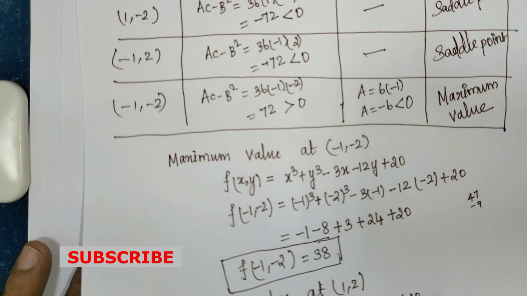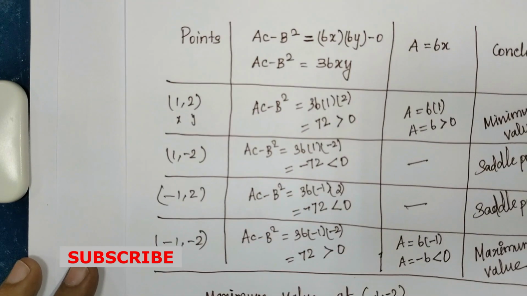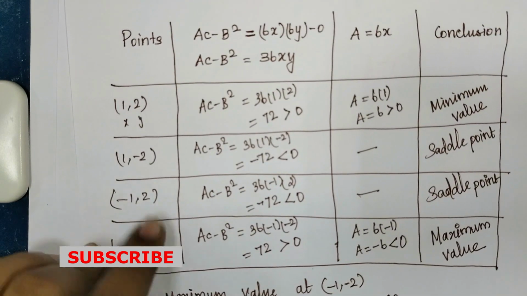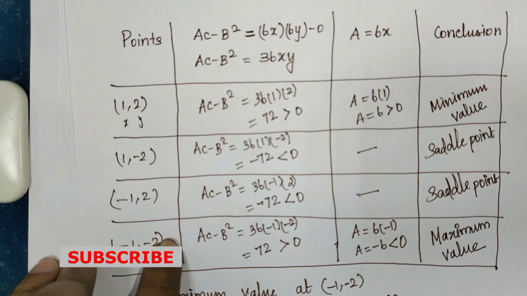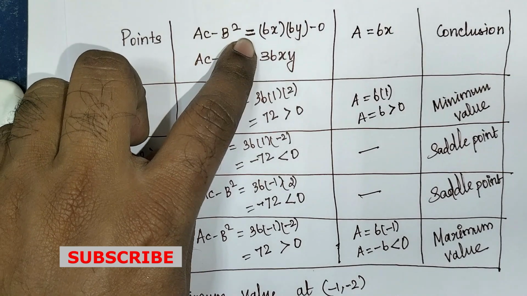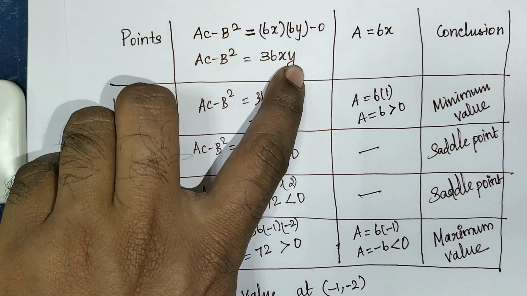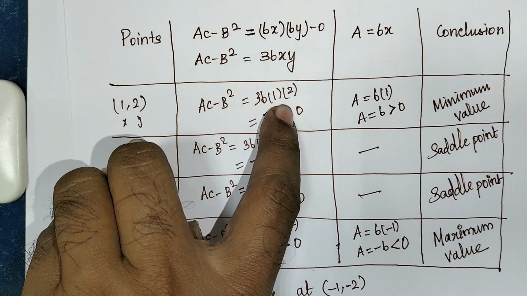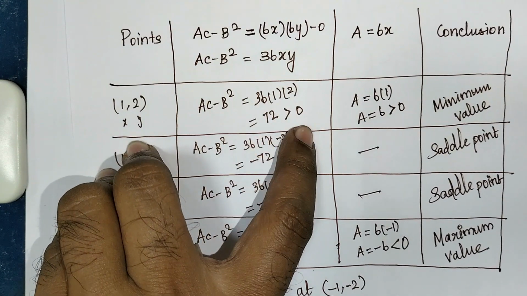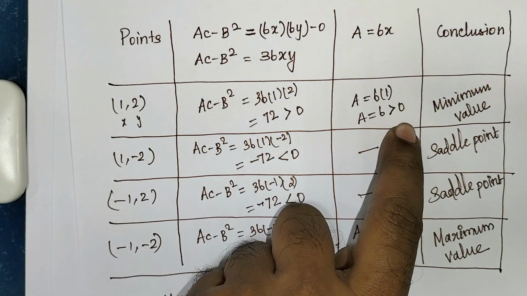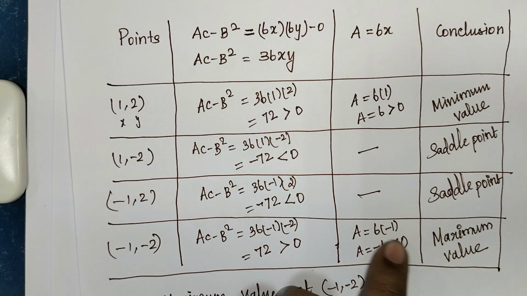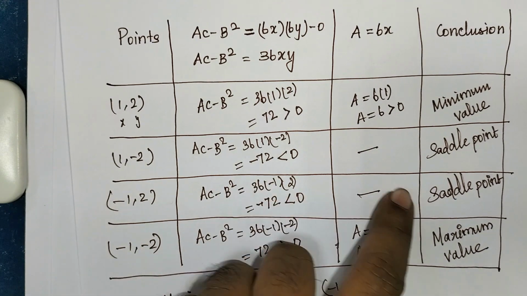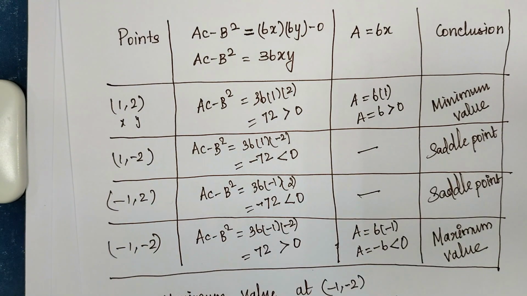I write it in the form of a table. Points (1, 2), (1, -2), (-1, 2), (-1, -2). These points I substituted in the AC - B² equation. What is it? 36xy. Consider the point corresponding x and y values, substitute. If it is greater than 0, we can find A. A greater than 0 means minimum value. A less than 0 means maximum value. If AC - B² is less than 0, no need to find A, it is a saddle point. Okay, that's it. The very simple one.